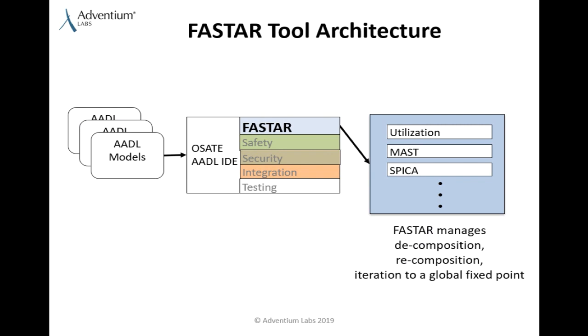FASTAR, as the name implies, is a framework that integrates a variety of specialized tools so that heterogeneous systems can be scheduled and analyzed at varying levels of detail. We'll quickly step through utilization analysis, schedule generation for ARINC 653 modules, and finally schedulability analysis of mixed fidelity and layered heterogeneous networked system models.